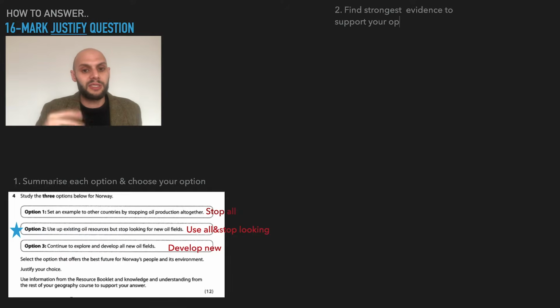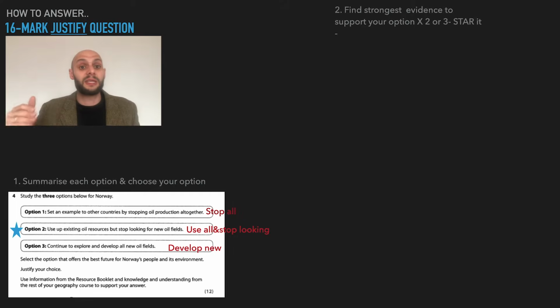Okay. Then your second step is going to be find the strongest evidence to support your option. You're going to find 2 or 3 pieces of evidence and then put a star next to it throughout the booklet. Remember that the last 2 figures that you looked at for your previous answers, 8 markers, are really going to provide a lot of evidence that you need.